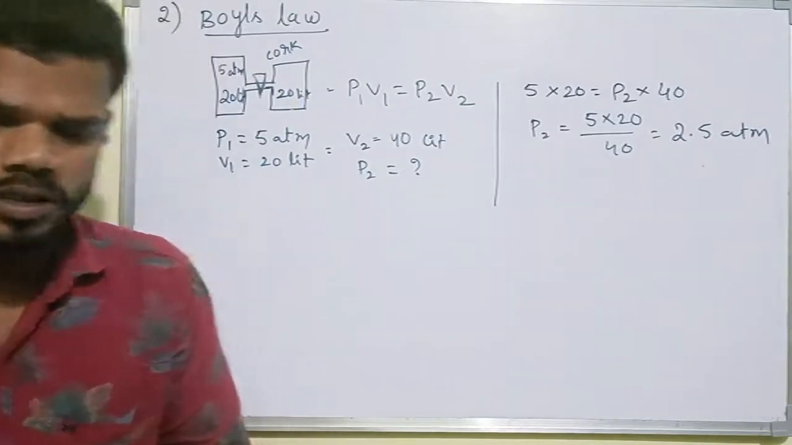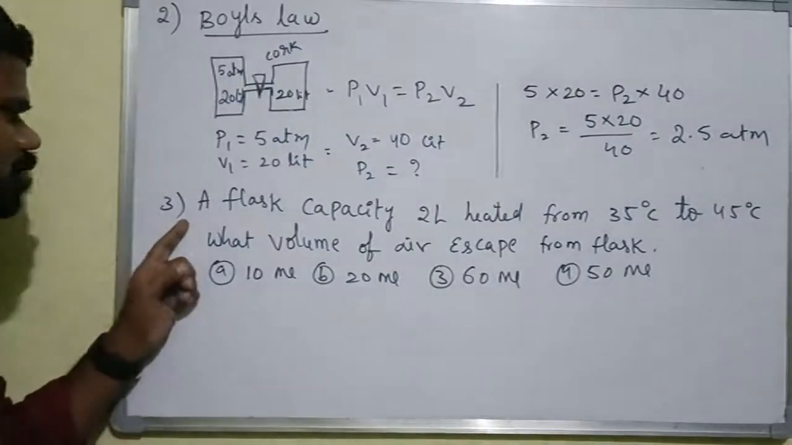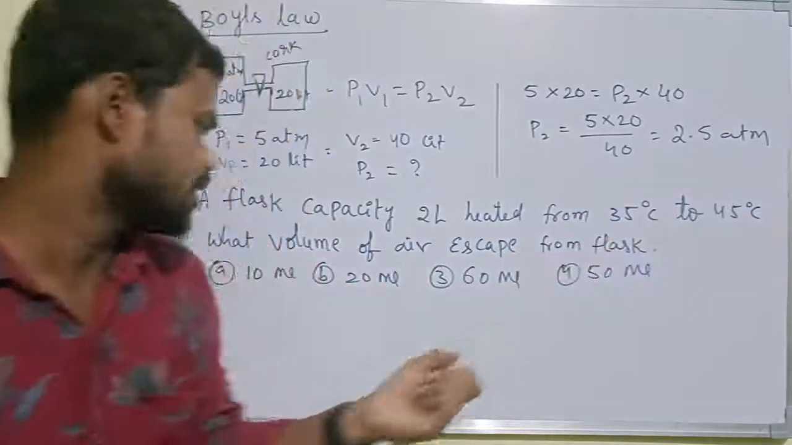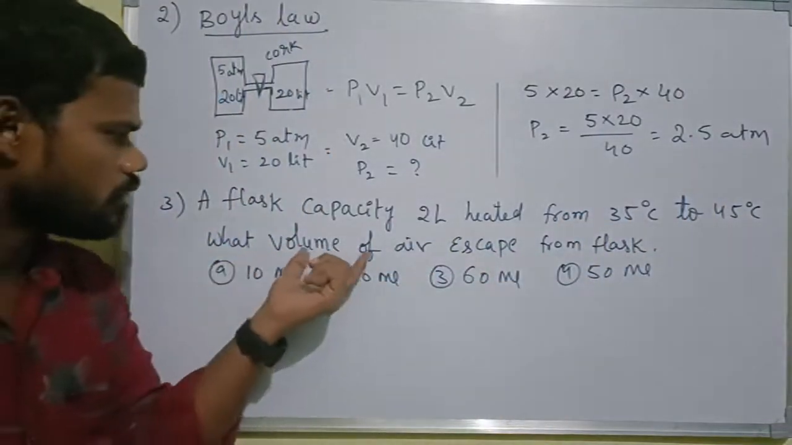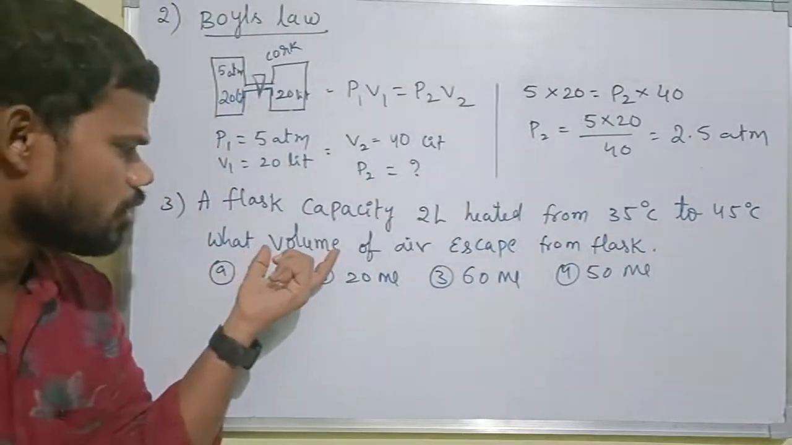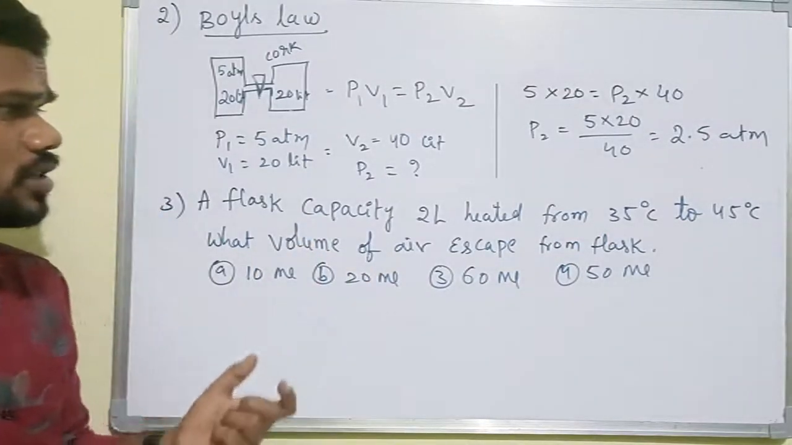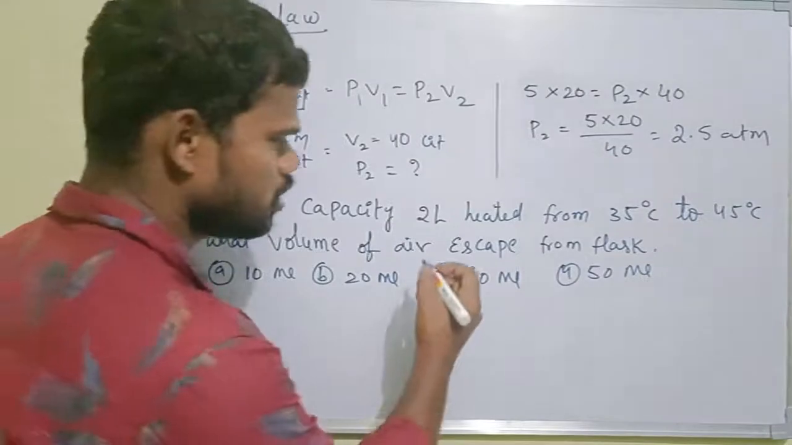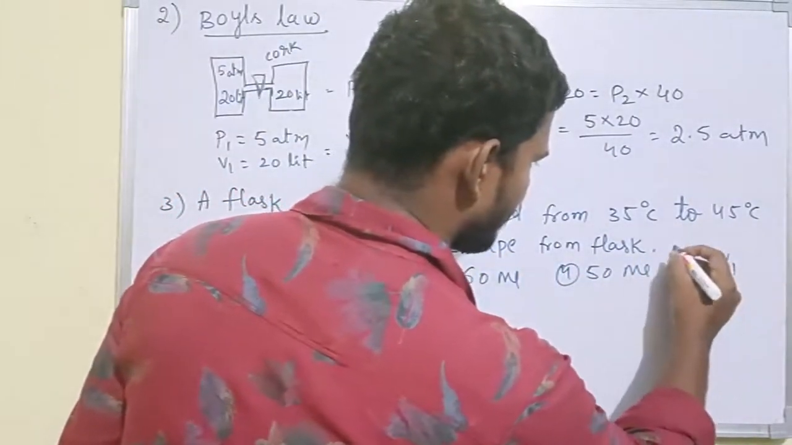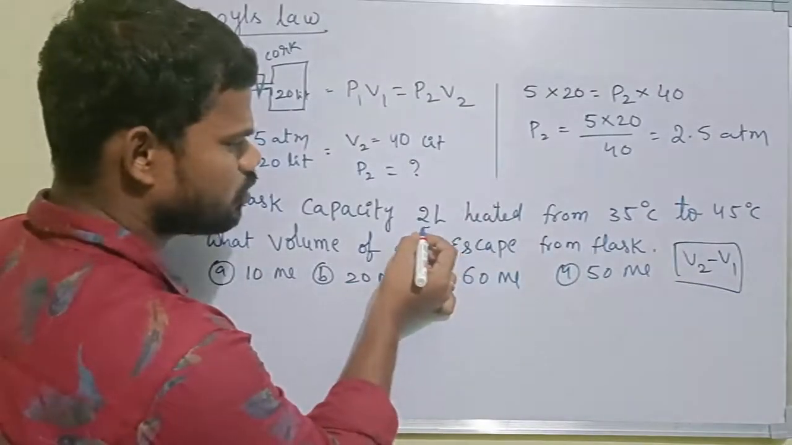Yeah, so next question. A flask of capacity 2 liters is heated from 35 degrees Celsius to 45 degrees Celsius. What volume of air escapes from the flask? The volume escaped will be V2 minus V1, which we want to calculate. V1 we know is 2 liters.